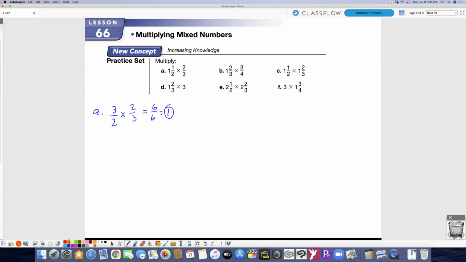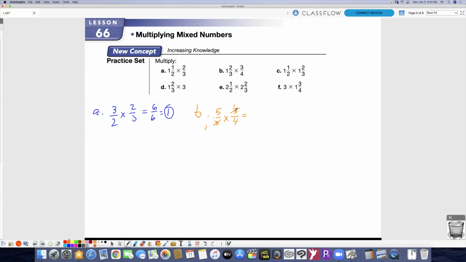All right, for letter B, 1 2/3 times 3/4. So first of all, write that in an improper fraction format. That'd be 3 times 1 is 3 plus 2 makes 5. So it'd be 5 thirds times 3/4. Okay, and you'd get 15/12 as your answer, or you could recognize, oh, these two cancel. This is in the numerator, this one's in the denominator.